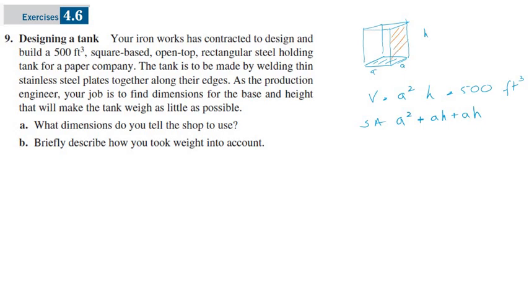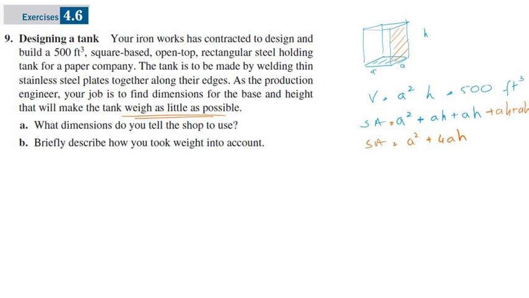So this, that's what I'm talking about: AH plus AH plus AH plus AH, because there are 4 plates here. So SA, surface area, would be equal to A squared plus 4AH. Now we have to reduce the surface area so that the tank will weigh as little as possible.